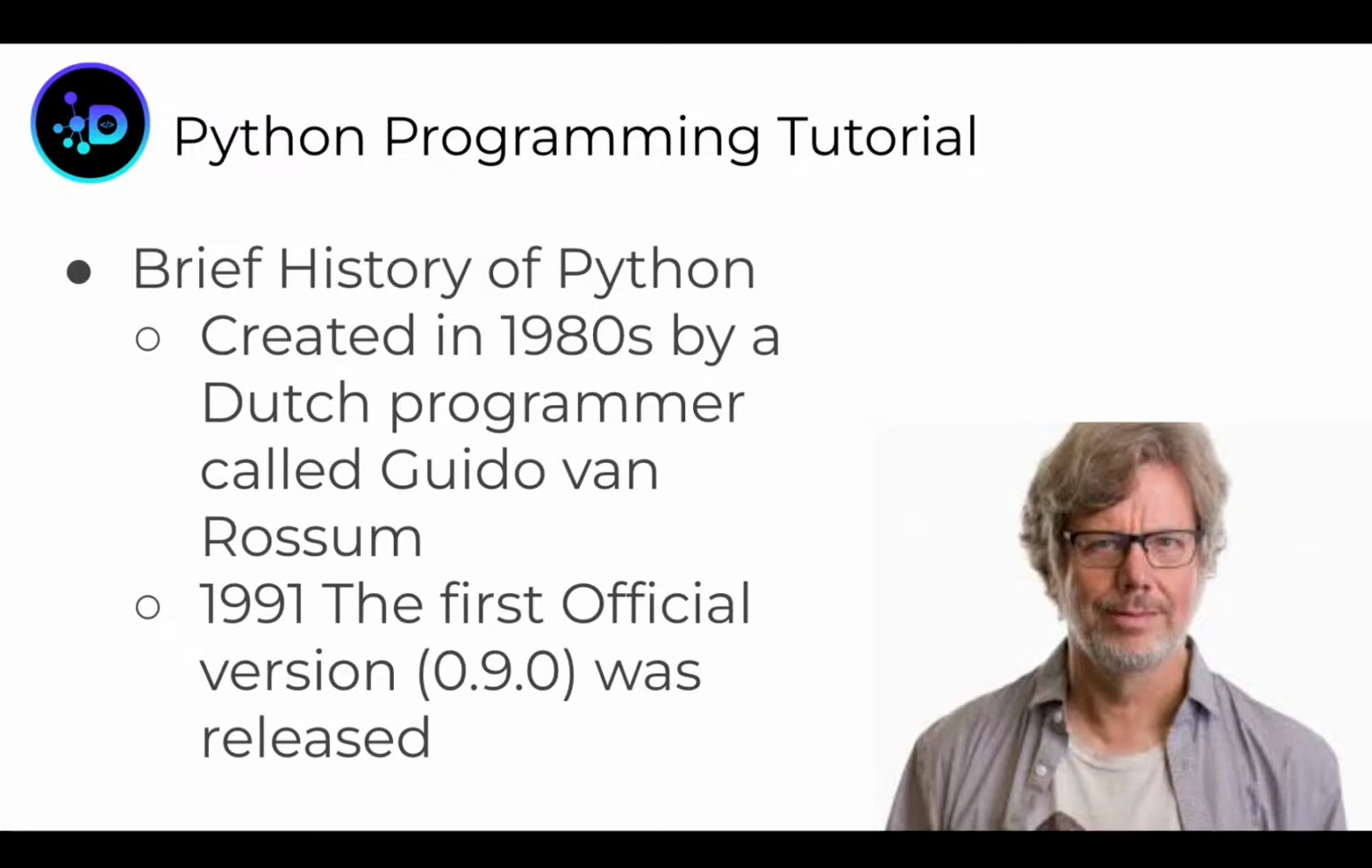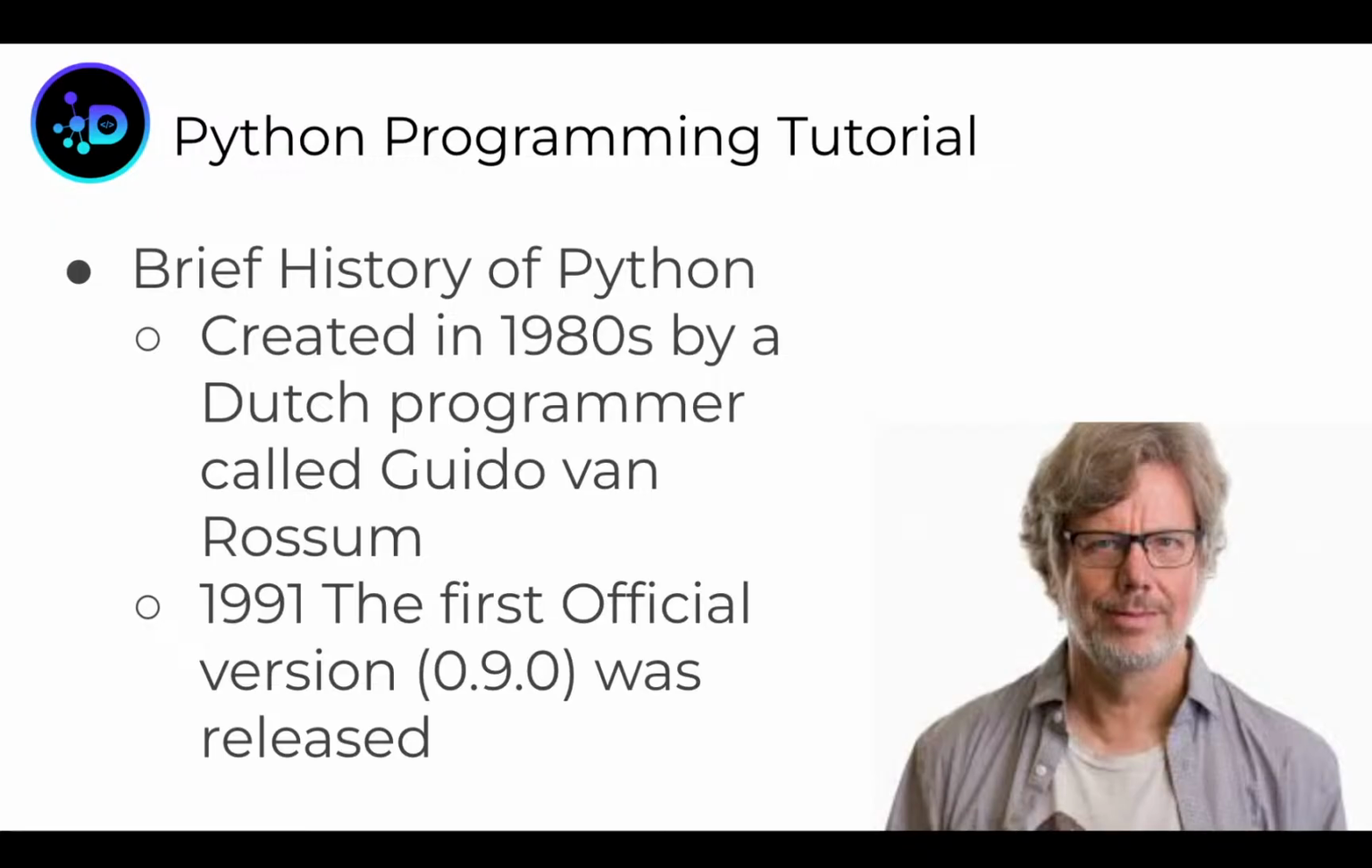After that, around 1991, he released the first official version of Python, right? It included classes, exceptions, functions, and core data types like list and dictionary, right? If you don't know what all these are, we are going to cover them. If you're just hearing about classes, exceptions, functions, and data types for the first time, we will cover them, right?